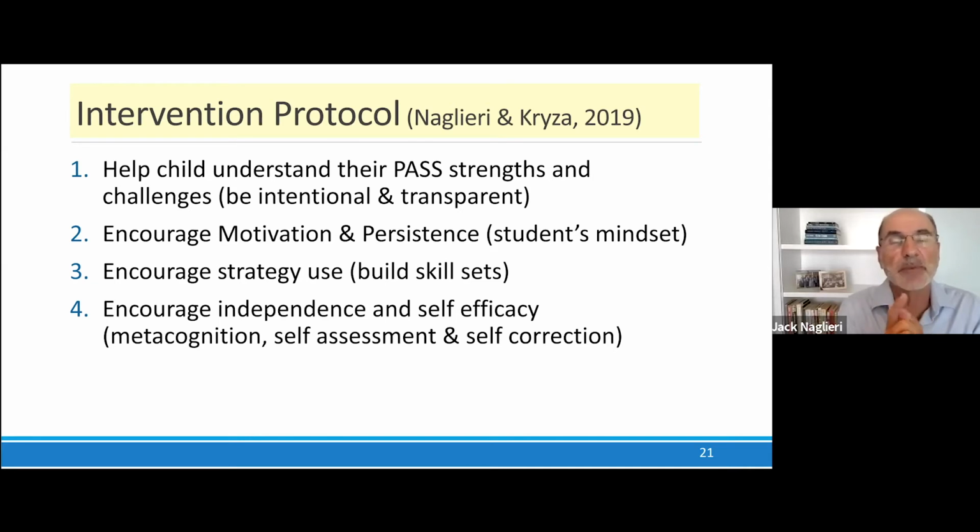What's the first step after you've done an evaluation of the student and you got their PASS scores? Tell the student. Why don't we tell the students what we found? They're the most important person in this whole equation. Because once we help them, that'll influence their motivation, persistence. We'll help them how to use strategies, and they'll be more self-sufficient.